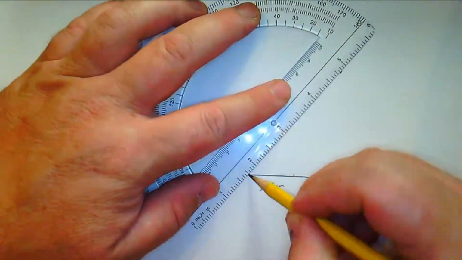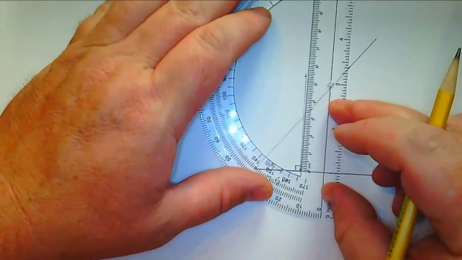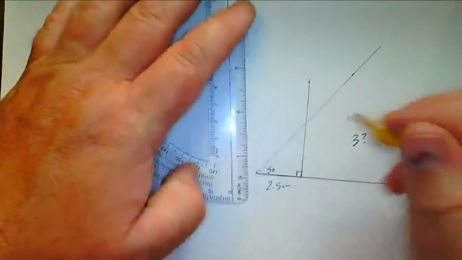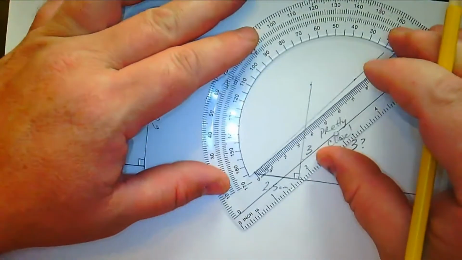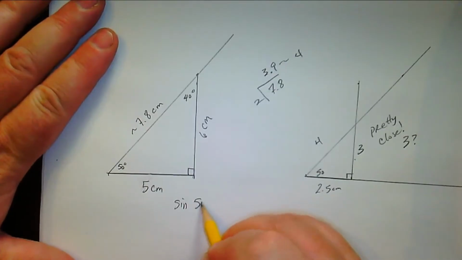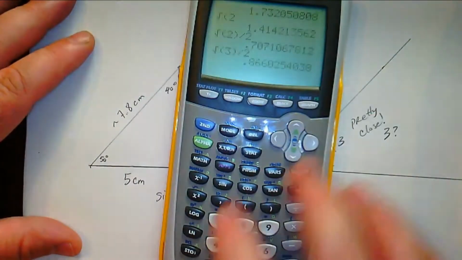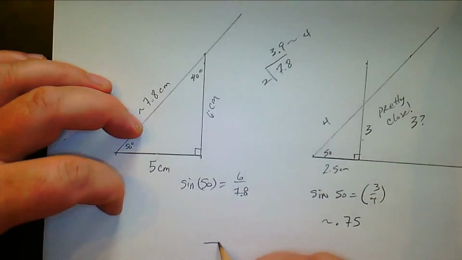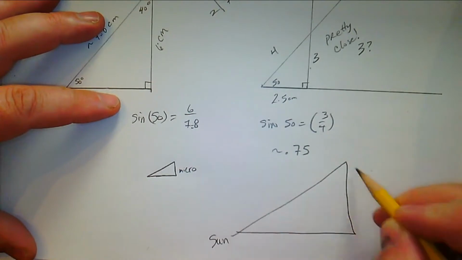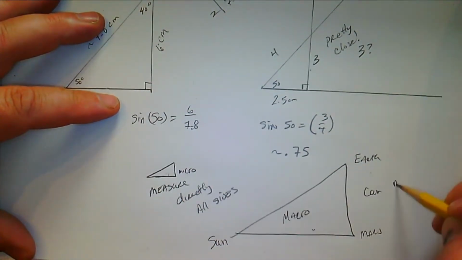So what I'm doing here is I drew a 50 degree, 40 degree, 90 right triangle with a side length of 5 centimeters. And now I'm drawing one with a side length of 2.5. Now, it's pretty close to the same, but the width of the pencil makes it off a little. But when I do the sine of each of these, I get about 0.75. And the actual sine of 50 degrees is 0.766. So it's really, really close. Close enough that I think you get the idea.